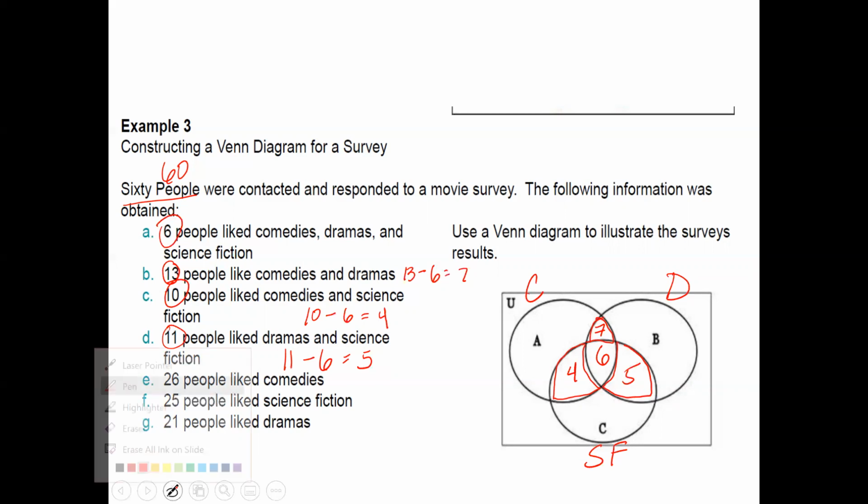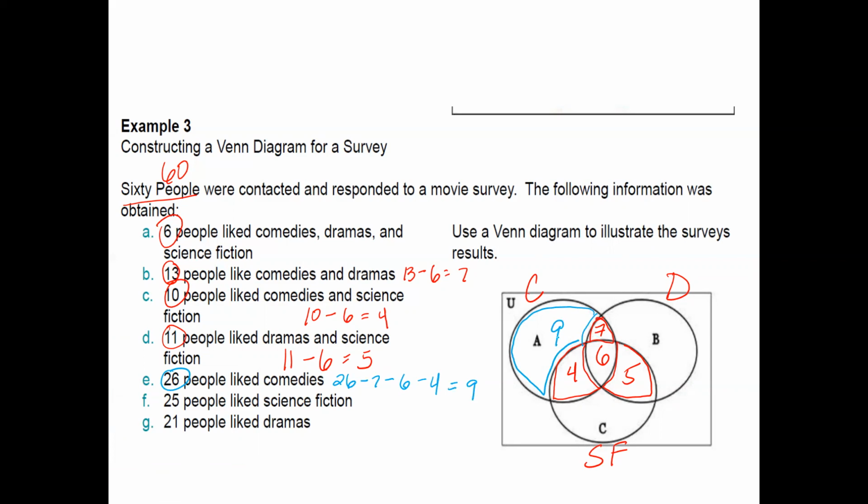And then we're going to look at the workings of the outer circle. So 26 people like comedy. So that means we're only focusing on this little blue area, okay? So that's going to be 26 minus the overlapping area of 7, minus the overlapping area of 6, minus the overlapping area of 4. And that is going to give you a 9. 25 people like science fiction. So that's going to be this area right here.